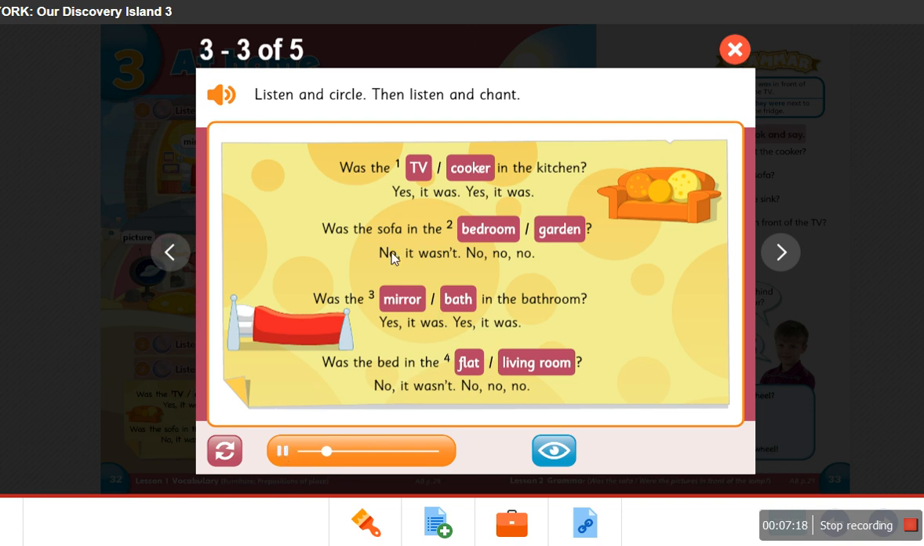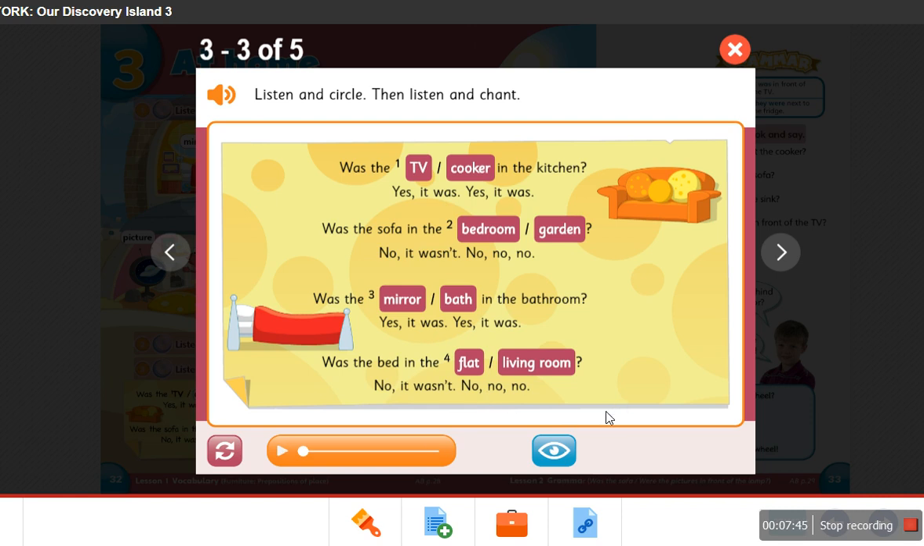Yes, it was. Was the sofa in the bedroom? No, it wasn't. Was the bath in the bathroom? Yes, it was. Was the bed in the living room? No, it wasn't.